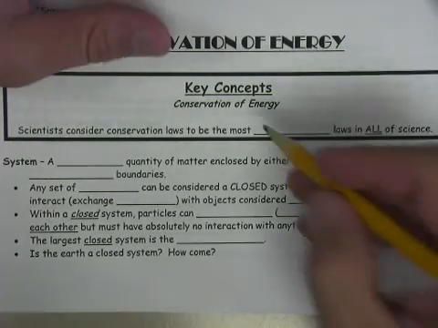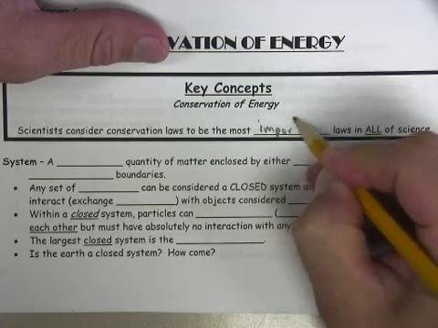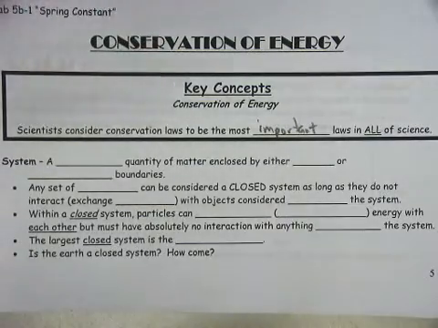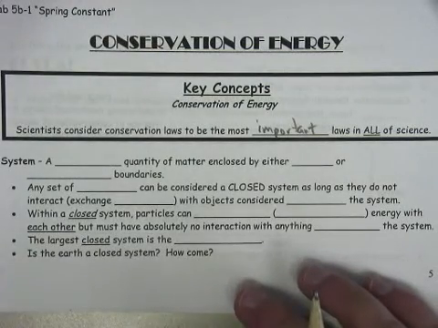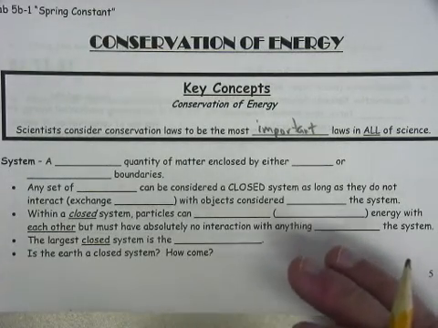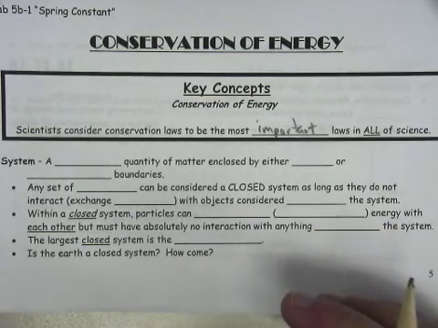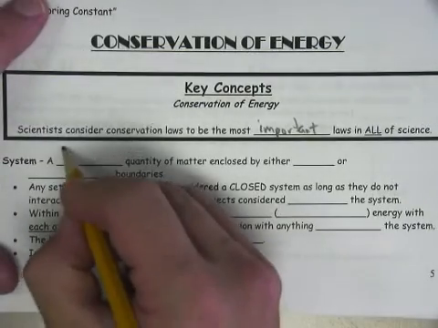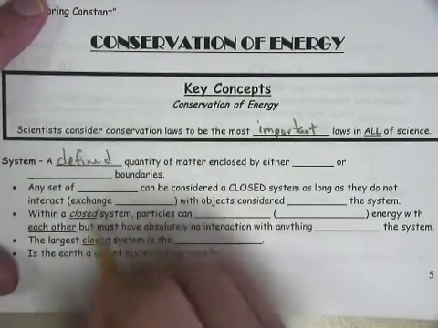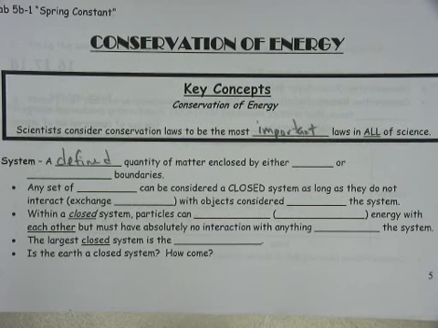Scientists consider conservation laws to be the most important laws in all of science, and that's what we just talked about. When we talk about conservation laws, and specifically conservation of energy, we always need to be aware of what's called the system. And let me give you the definition first, and then we'll run through a couple examples of systems. So it's a defined quantity of matter. So you can define it any way you want.